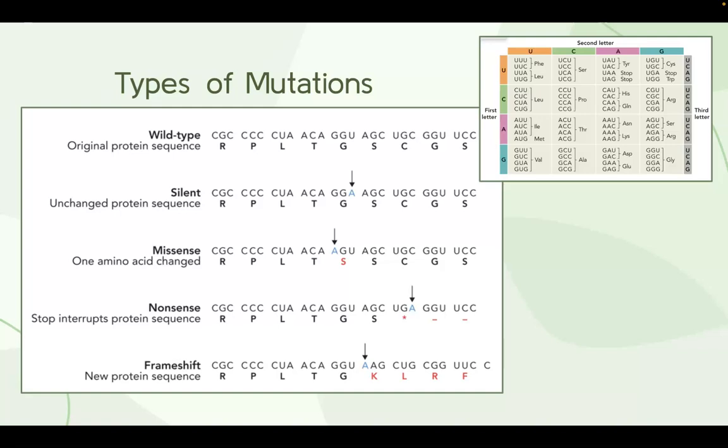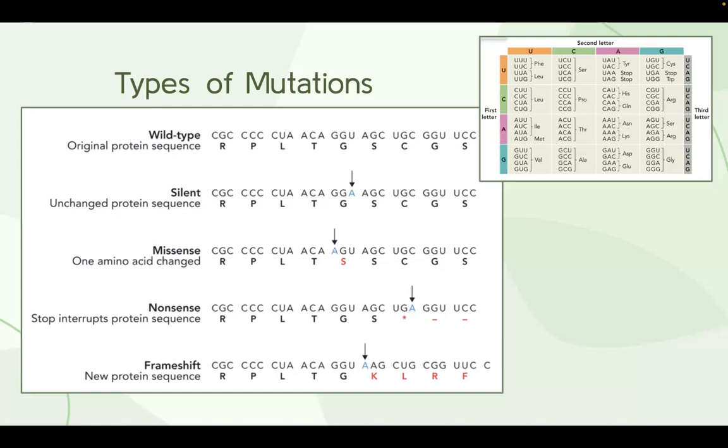Lastly, we have a frame shift mutation. This is when a nucleotide base is added. As we can see, the highlighted blue A in the frame shift sequence is a new added nucleotide base, shifting all the other letters down. All the red amino acids have changed from the wild type, which will change the protein structure and function.